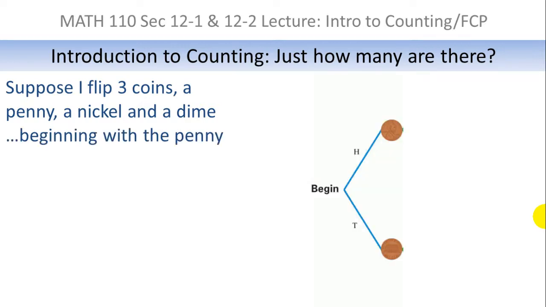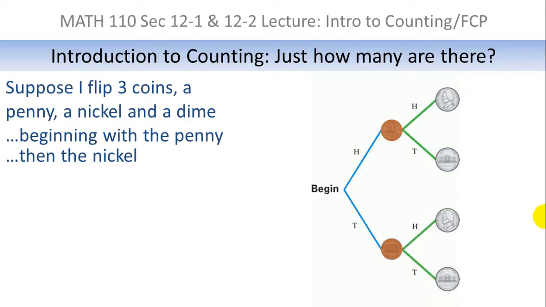If I began with the penny, it can either be heads or tails. Then I want to flip the nickel. If the penny were heads, then the nickel could either be heads or tails. If the penny came out to be tails, the nickel could still come out to be heads or tails. Now I want to flip the dime and notice every possibility.